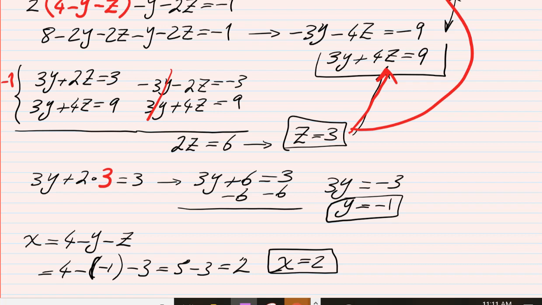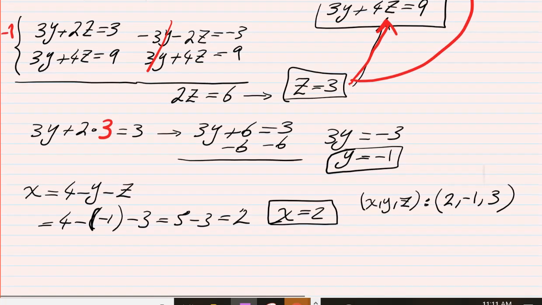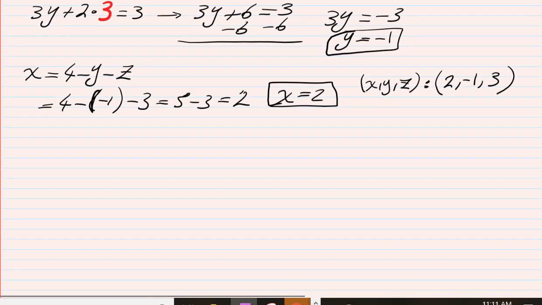The solution is now in the form of x comma y comma z. Usually it's alphabetical, so if the variables are a, b, c, you write them in that order. If they're w, x, y, you write them in alphabetical order. So it's going to be 2, negative 1, and 3. And there we have that one. So we were able to solve this system.